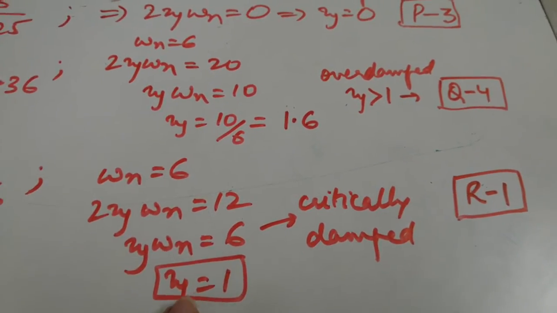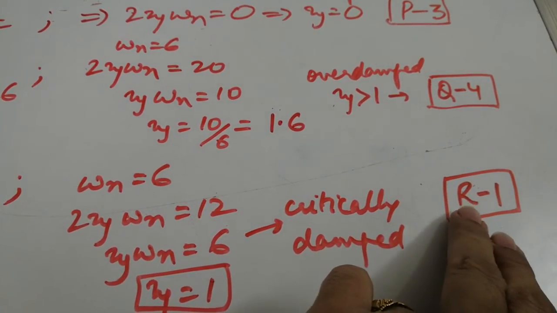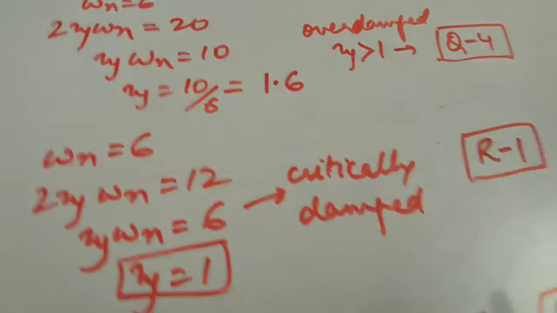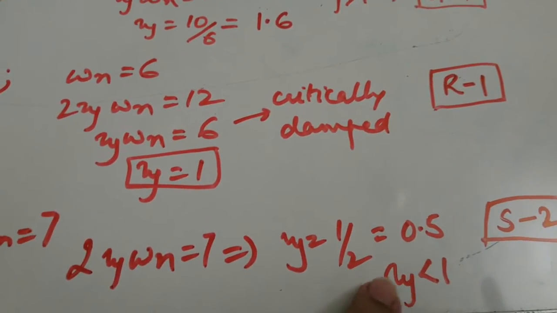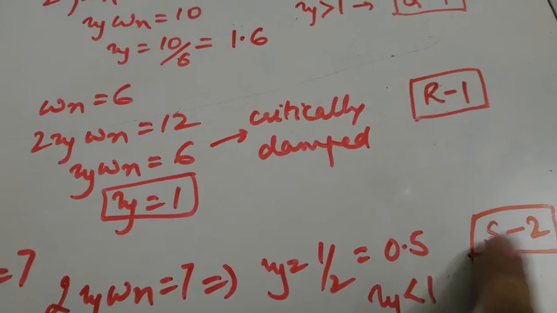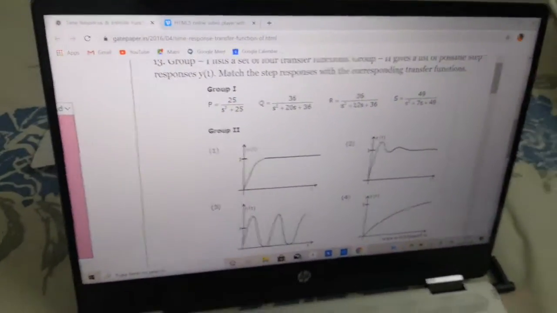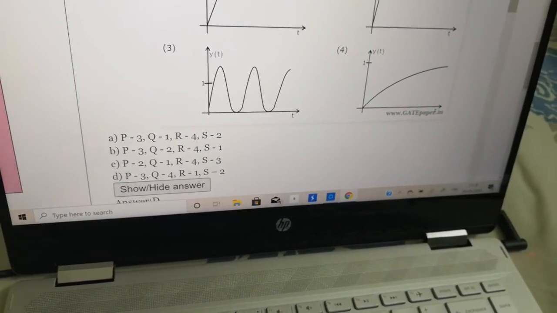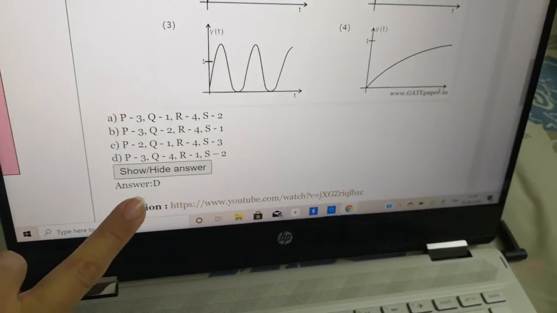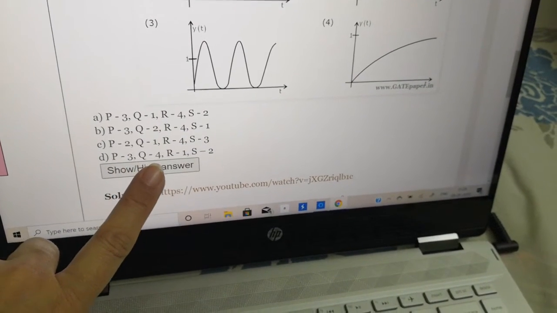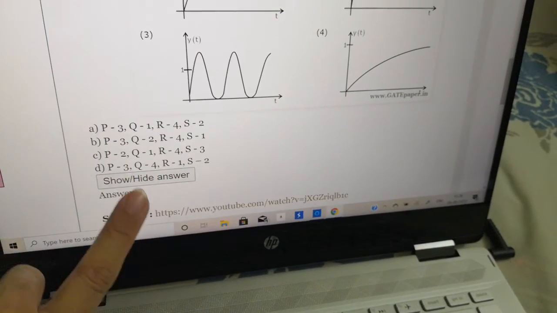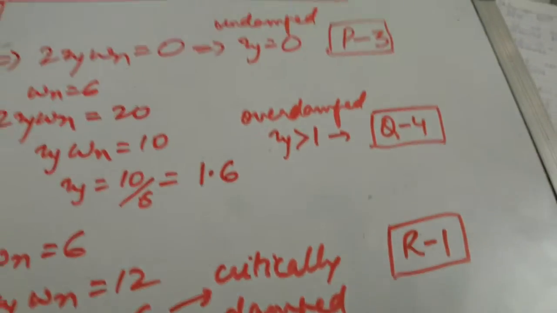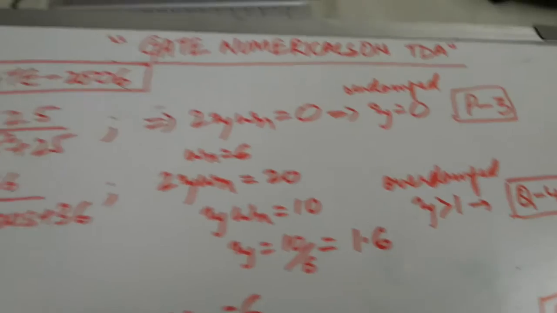next option. So zeta equals 1. Here this option will match with your first one, because the first one is your critically damped here. Similarly the last one, that is zeta less than 1, that is the underdamped response, goes with your second option. So let's find out whether this is correct or not. The answer is coming out to be D, that is P with 3, Q with 4, R with 1 and S with 2. So here you can see S2, R1, Q4, P3. So this is our correct answer.